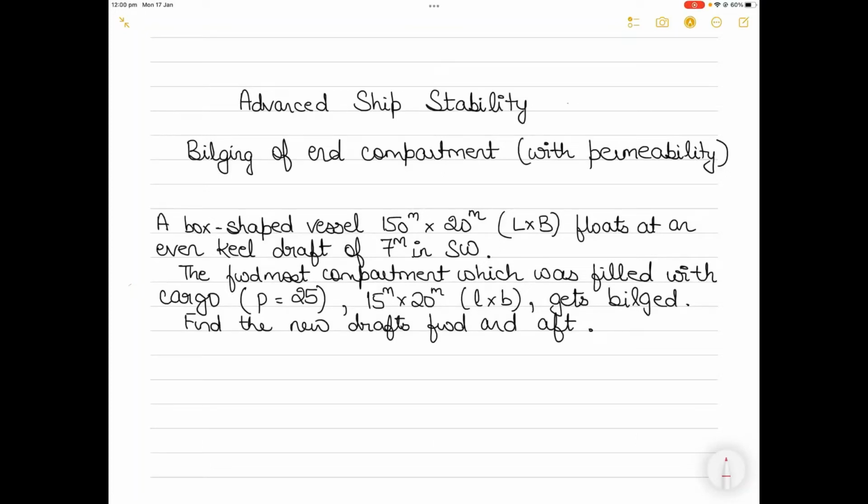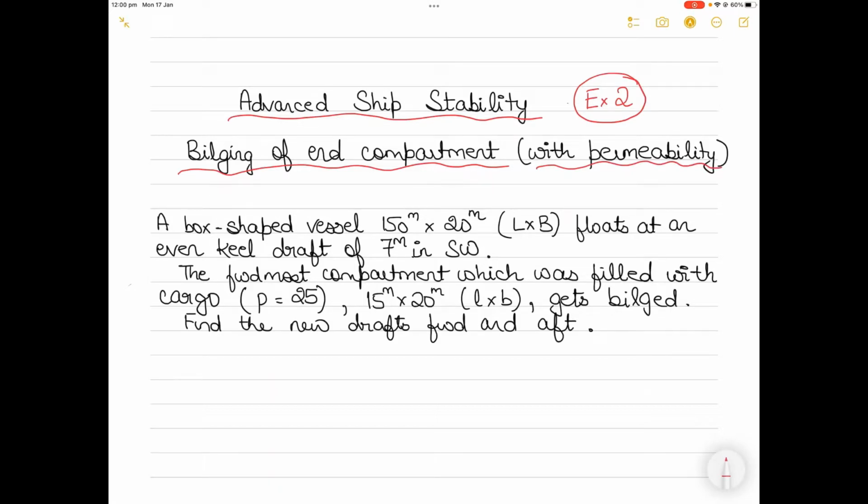Hi everyone. In today's video, in the topic of advanced ship stability, I will take up a new question on bilging of end compartments. This is example number 2. If you haven't watched example 1, the link is in the description section below. This example is different from the previous example because this will also discuss the concept of permeability.